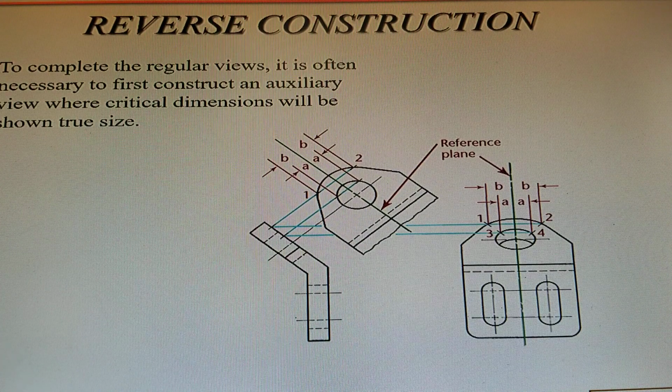To complete the regular views, this is a reverse construction. To complete the regular views, it is often necessary to first construct an auxiliary view where critical dimensions will be needed. So sometimes you will need to draw the auxiliary view before you can get the rest of the drawing. In this case, the front view on the left is going to be drawn, and to get the right view, you're going to have to draw that auxiliary view on the top and then project down to get your right side view.